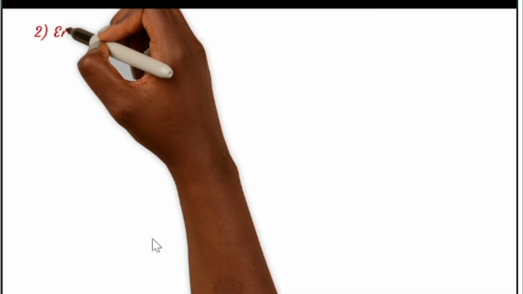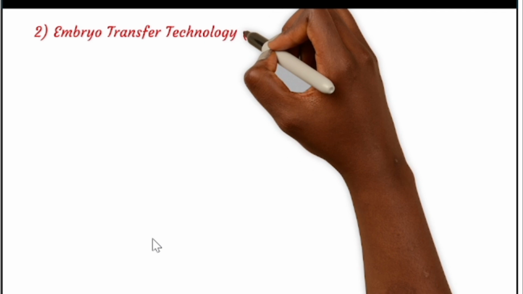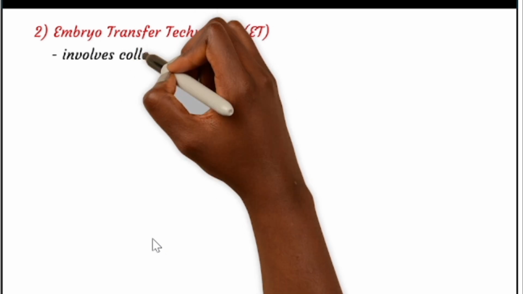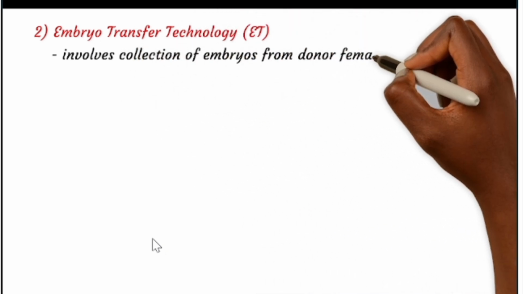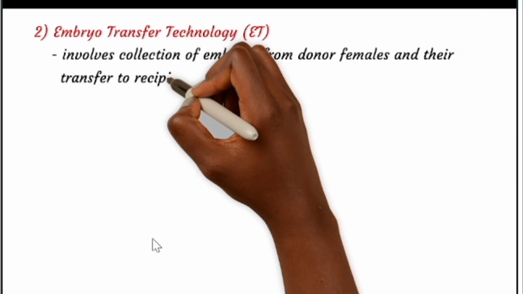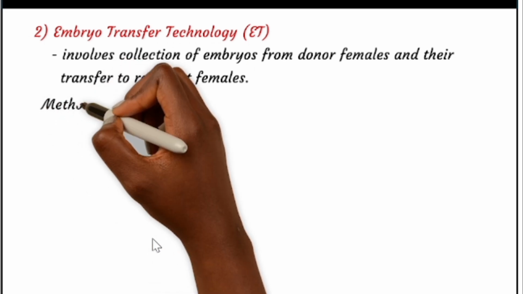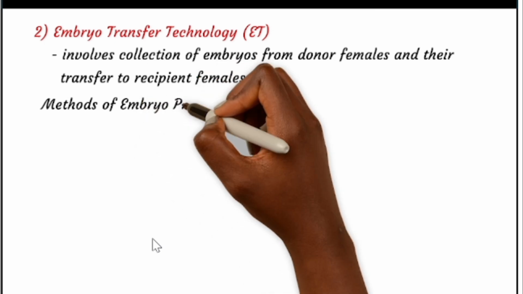Let's look at another technology that we call embryo transfer technology. So what is embryo transfer technology? It simply involves the collection of embryos from donor females and their transfer to recipient females. So how is that done? We have different methods of embryo production.